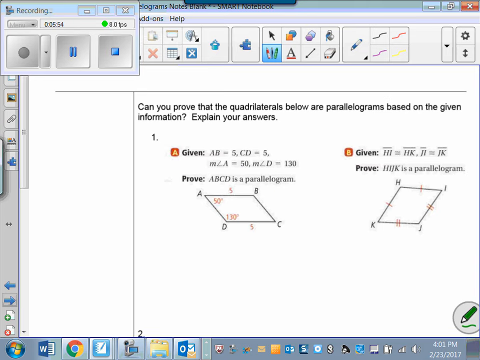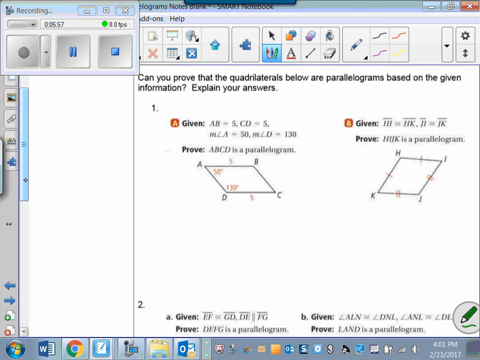Okay, what else we got here? Can you prove the quadrilaterals below are parallelograms based on the given information?